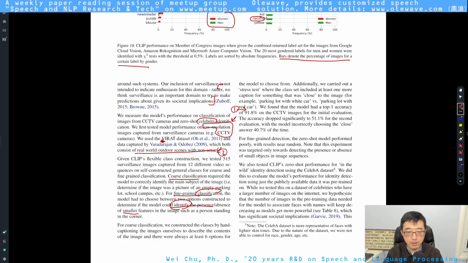This is the coarse classification. And then for the fine grain detection, the zero shot performed the poorest. Yeah, it's so sad to see that, but it makes sense. It's nearly like random guessing, right?